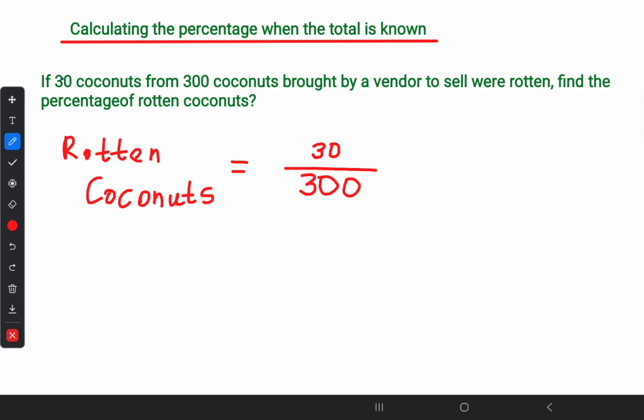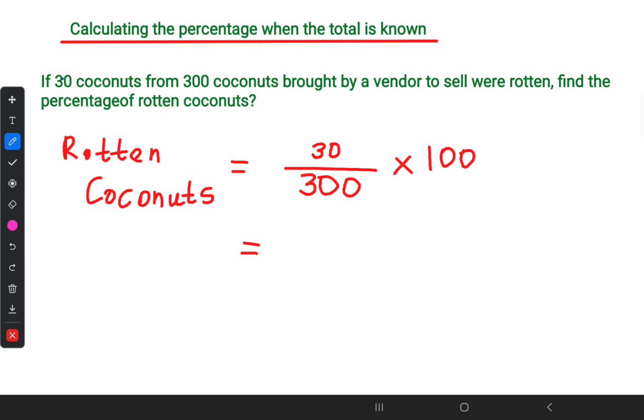By reading the given data, we just constructed the respective fraction. Thereafter, we need to convert the fraction to percentage. It is simple. You already know that when you multiply a fraction by 100, you will have the respective percentage. I'll read it again. If 30 coconuts from 300 coconuts were rotten, find the percentage of rotten coconuts. So you have to express the rotten coconuts as a fraction, then multiply that fraction by 100 to obtain the respective percentage.